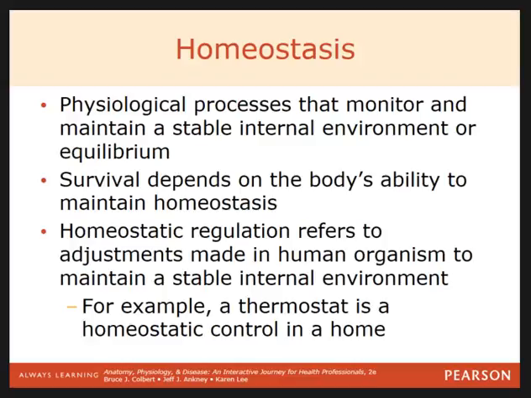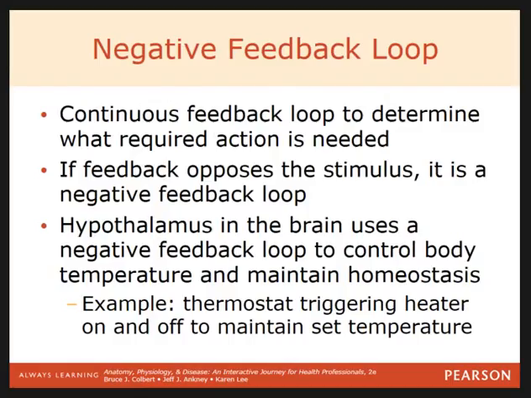The homeostatic regulation refers to adjustments made in human organisms to maintain a stable internal environment. And if you think of this kind of like a thermostat in your house and how it controls the temperature, your body works the same way. It has a series of checks and balances, and one of the most important parts of that homeostasis is a feedback loop, which is called a negative feedback loop. What happens is a stimulus gets triggered in opposition of another effect in the body. So it's kind of a switch system.